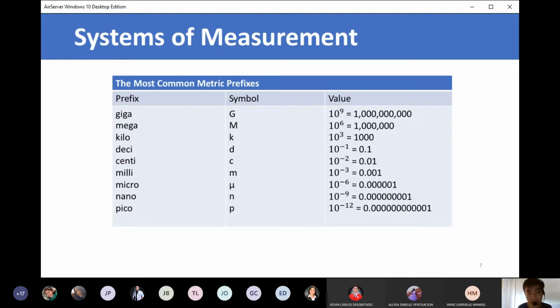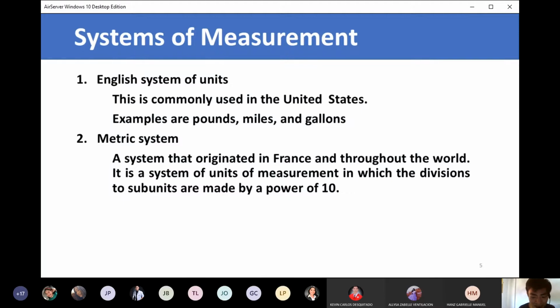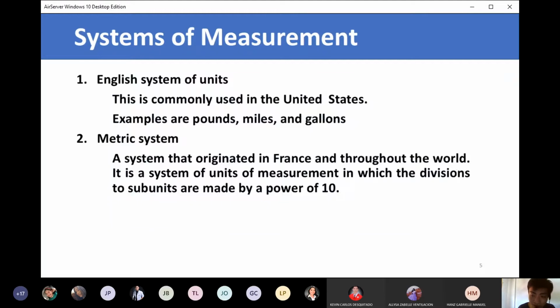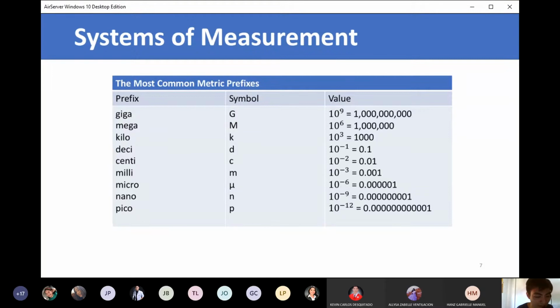Meaning, you can expand the size of your measurement. So if you are measuring very small things, for example, nanometers, that's a billionth of a meter, then you can use the prefix nano or milli or centi. So that's the good thing with the metric system. It is revolutionary. Literally and figuratively. Literally because it led to the revolution in France, and figuratively because it changes everything.